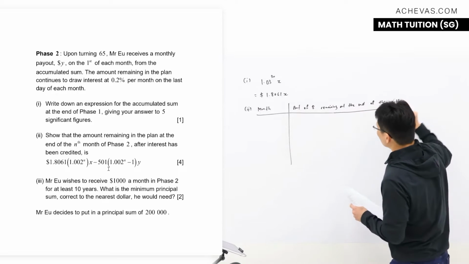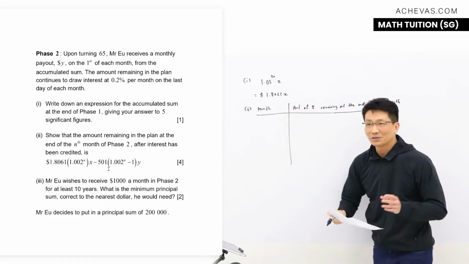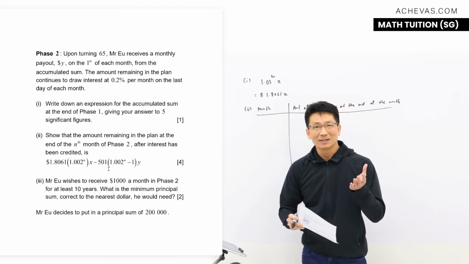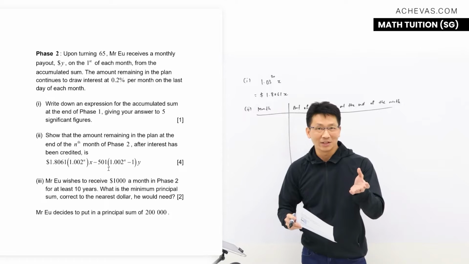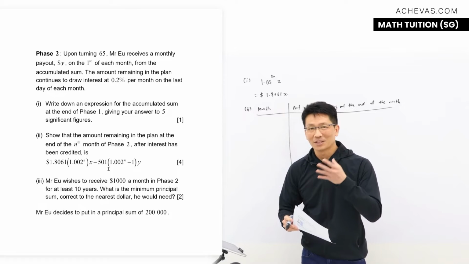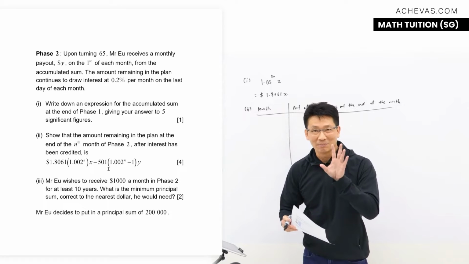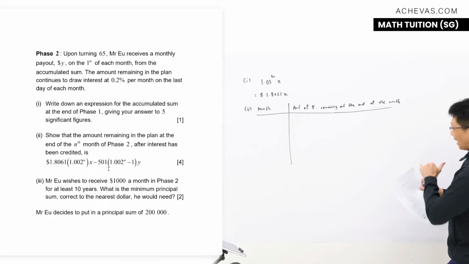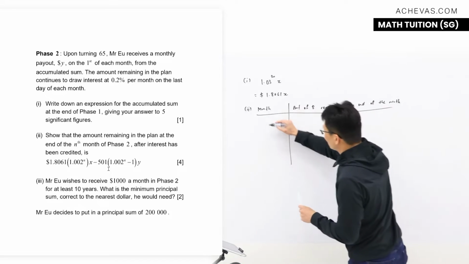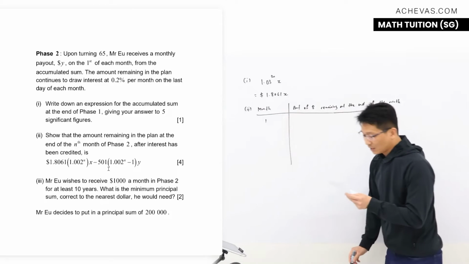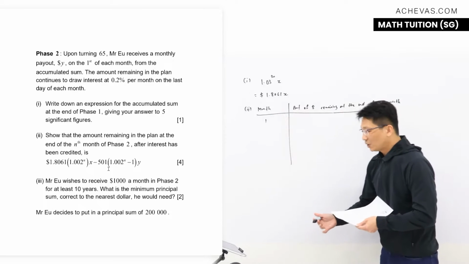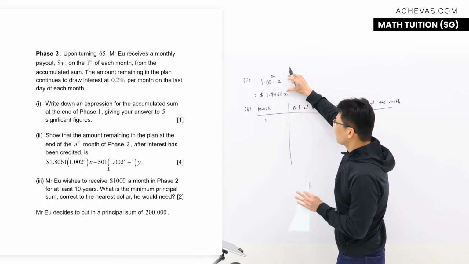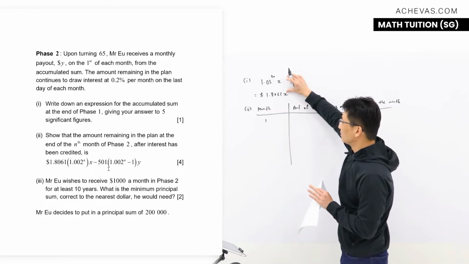It matters whether the question mentions beginning of the month or end of the month, because at the beginning of the month the interest has not been credited yet. At the end of the month, the interest has been credited. So there's a big difference between these two. In this question, we are talking about the amount remaining at the end of the month. So let's say we are talking about the first month here. We can imagine that the original start, before any withdrawal, is this amount here.